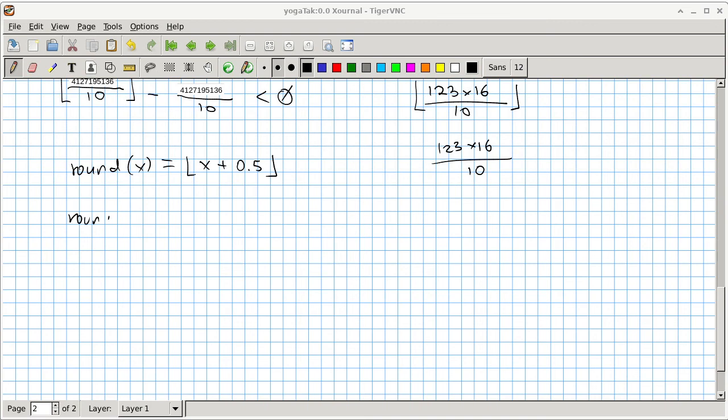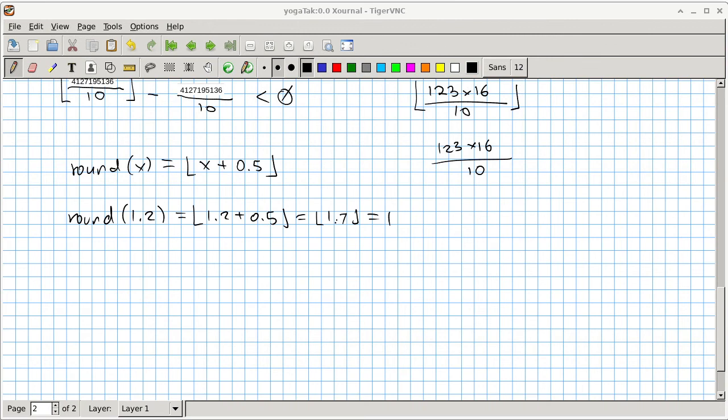So we're going to test a few values. The first one is 1.2. Is that the same thing as the floor of 1.2 plus 0.5? Well, is that the same thing as the floor of 1.7? But wait, no, I take it back. The floor of 1.7 is 1. There we go. Does that make sense? Is the round of 1.2 equal to 1? Yeah, it seems to make sense, right?